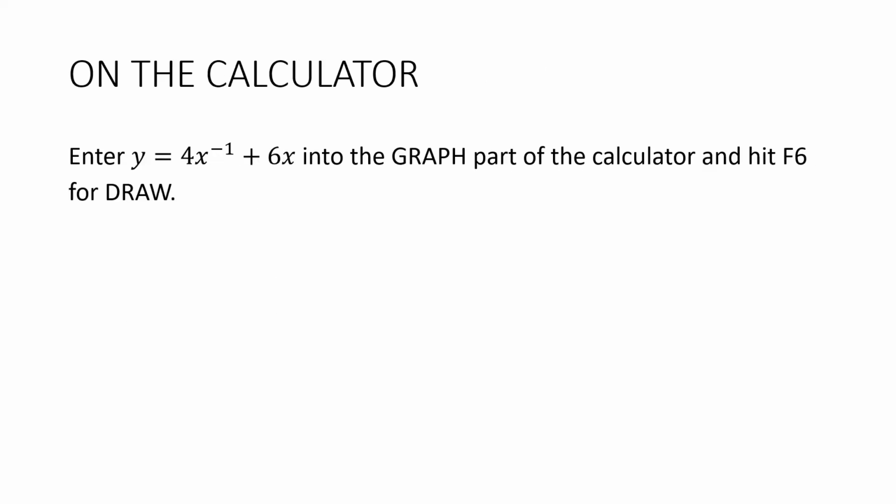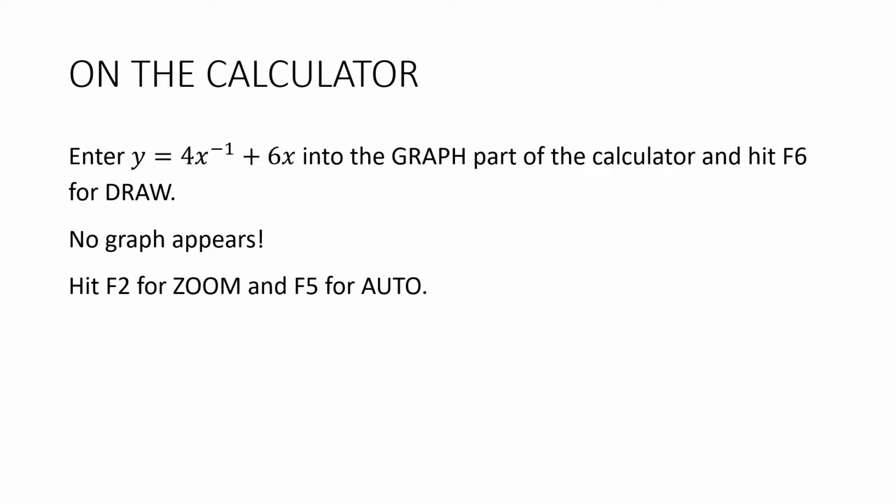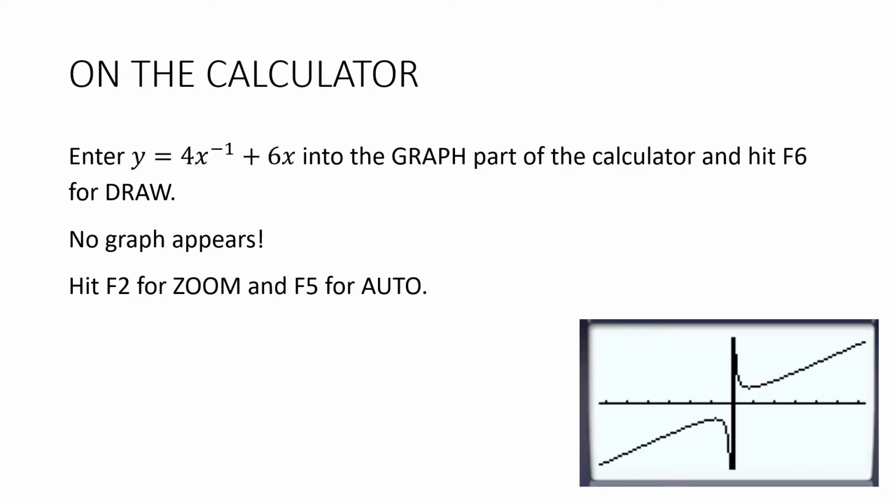Okay, last thing to do is to enter this into the graphics calculator. So we type in y equals 4x to the negative 1 plus 6x into the graph part of the calculator and hit F6 for draw. Guess what? No graph appears. So it's just a blank screen. And that's because our viewing window is set too narrow. Quickest way to solve this is to hit F2 for zoom and F5 for auto. And there we have a graph.